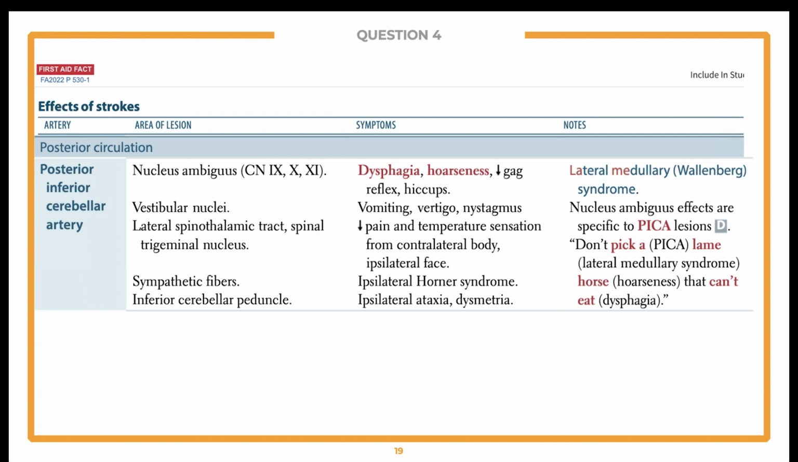As you can see here, area of lesion, we've got the nucleus ambiguus. Cranial nerves involved are listed. We have dysphagia, hoarseness, and then you see ipsilateral ataxia, and decreased pain and temperature from the contralateral body. We call that lateral medullary syndrome or Wallenberg syndrome. It says here, "Don't pick a lame horse that can't eat," and that's the mnemonic here in First Aid. Wanted to share that with you.